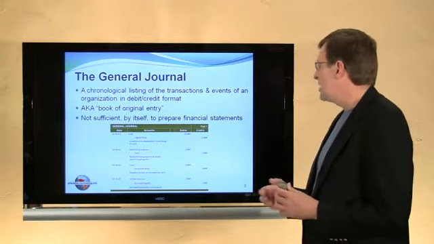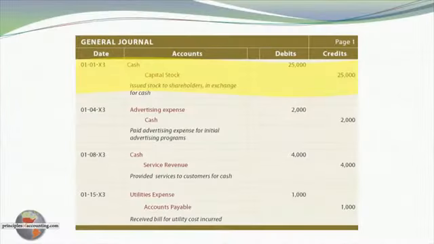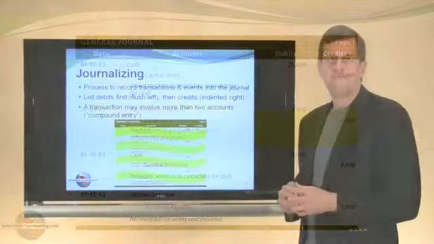For now, though, if we just look at the narrative, on January 1st here, we issued stock to shareholders in exchange for cash. And we're describing it, and we're also showing that accounts are affected, cash and capital stock with debits and credits. More on that in a moment. The next transaction, we paid advertising expense for initial advertising program, and so it would go.